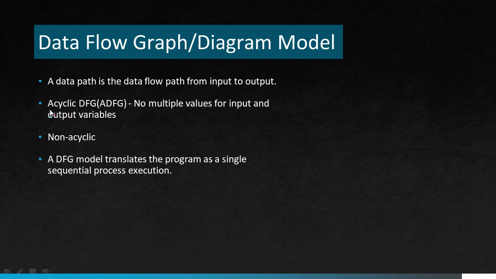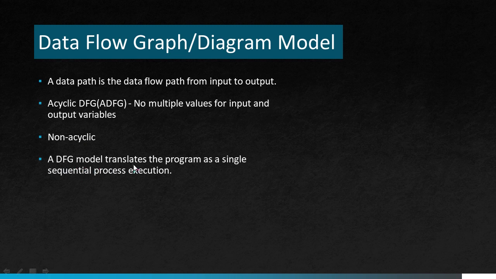There are both acyclic DFG and non-acyclic DFG. Acyclic DFG means there will be no multiple values for input and there will not be any multiple output variables for a set of input. So no multiple values for input and no multiple output variables. That is known as acyclic DFG. And for non-acyclic, the main example is feedback input. Feedback input means the output is fed back into the input. So that is the main example for non-acyclic DFG.